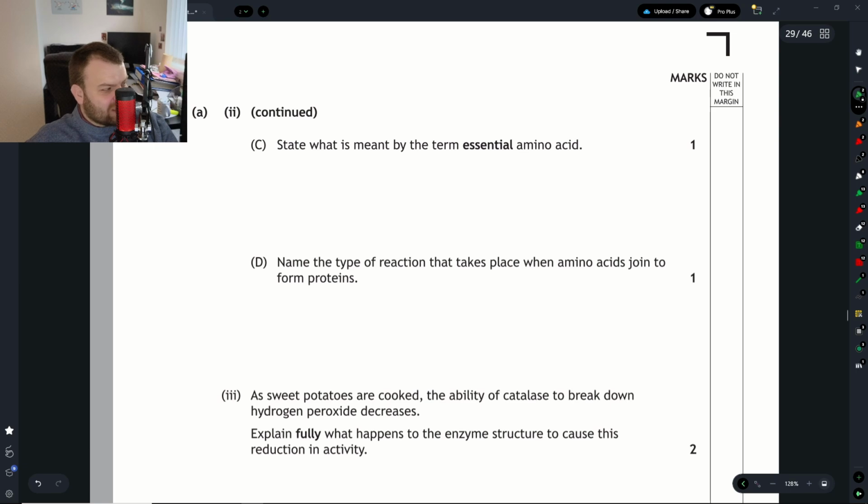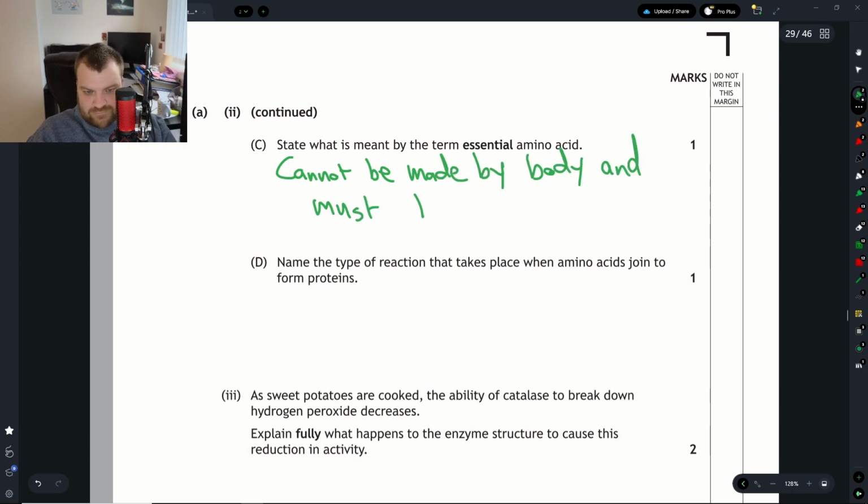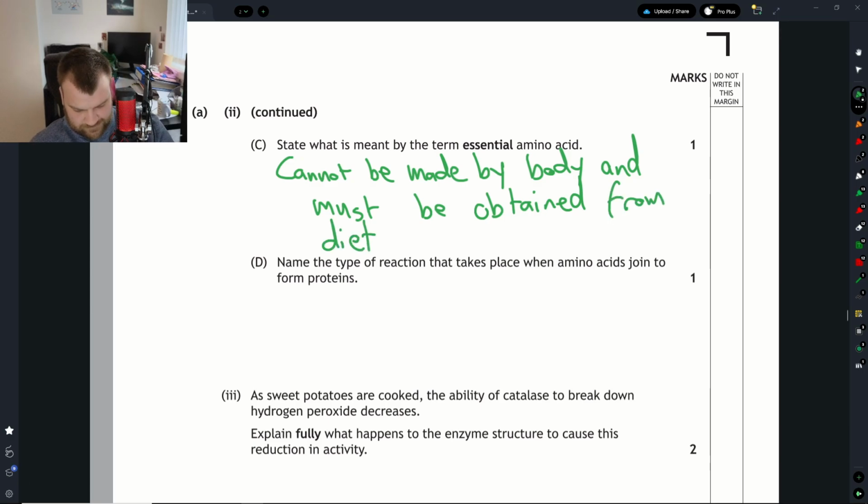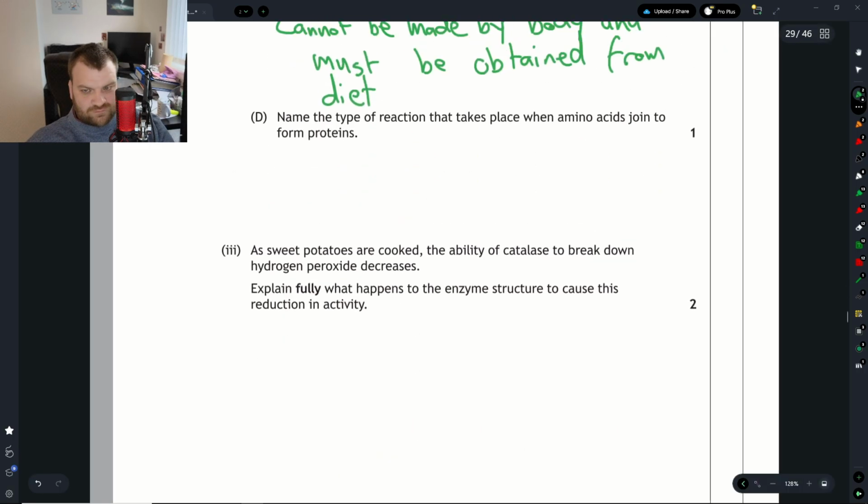Next up, we're asked about an essential amino acid. Another definition: it is an amino acid that cannot be made by the body and must be obtained through diet. When you are making proteins, it's the same reaction as making esters. It is a condensation reaction. They join together and a small molecule such as water is given off.